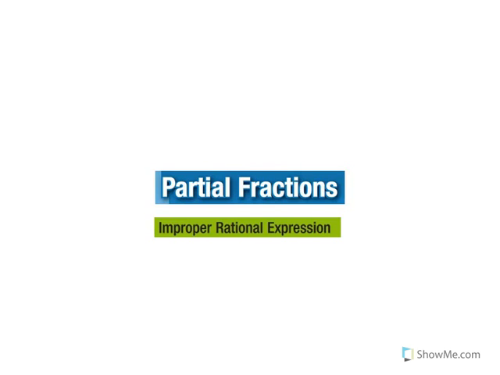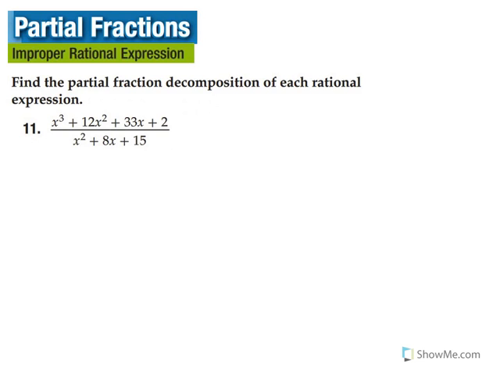In this video we are going to talk about partial fractions with improper rational expressions in the denominator, which we call type 4. Let's see an example. Now in this one, unlike the other types, the degree of the numerator is 3, whereas the degree of the denominator is 2.